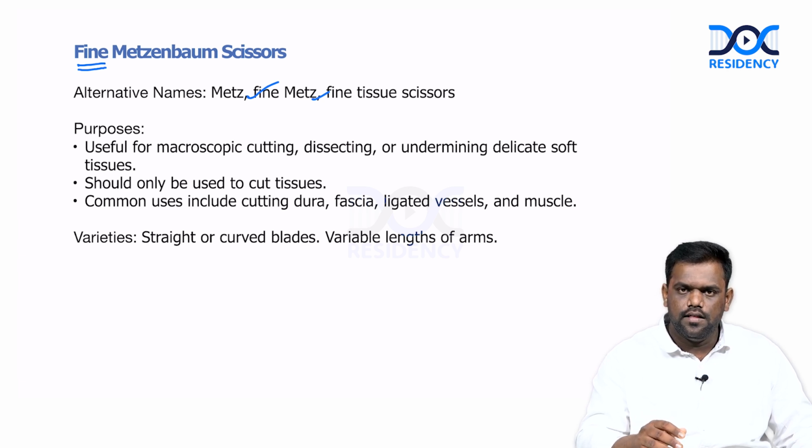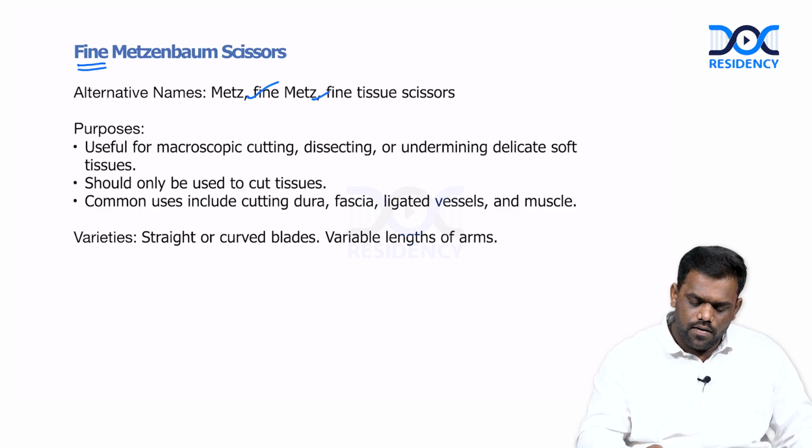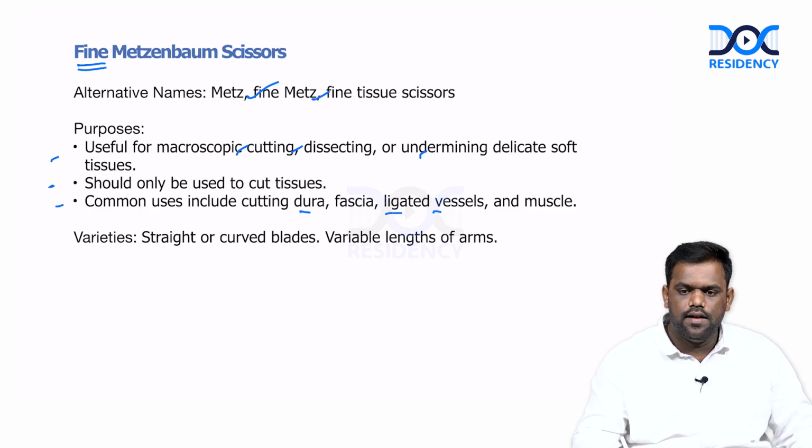But the blade will be straight. It is useful for macroscopic cutting, dissecting, and undermining delicate soft tissues. You only use it to cut tissues. Its common uses include dura, fascia, ligated vessels, and muscles.